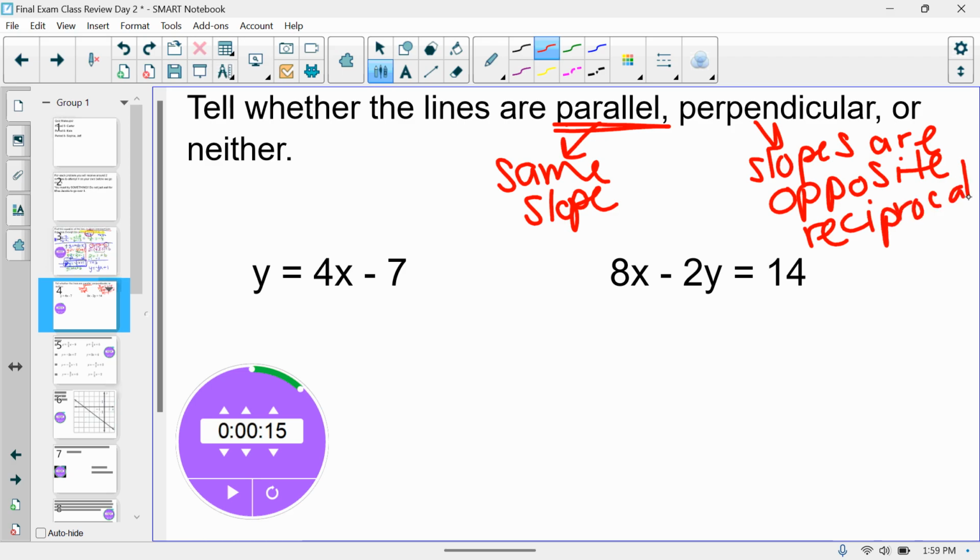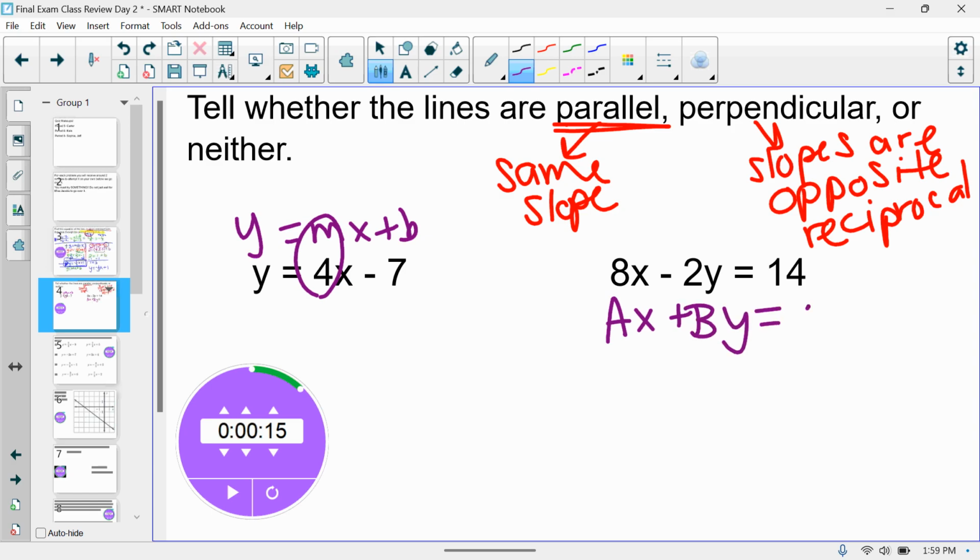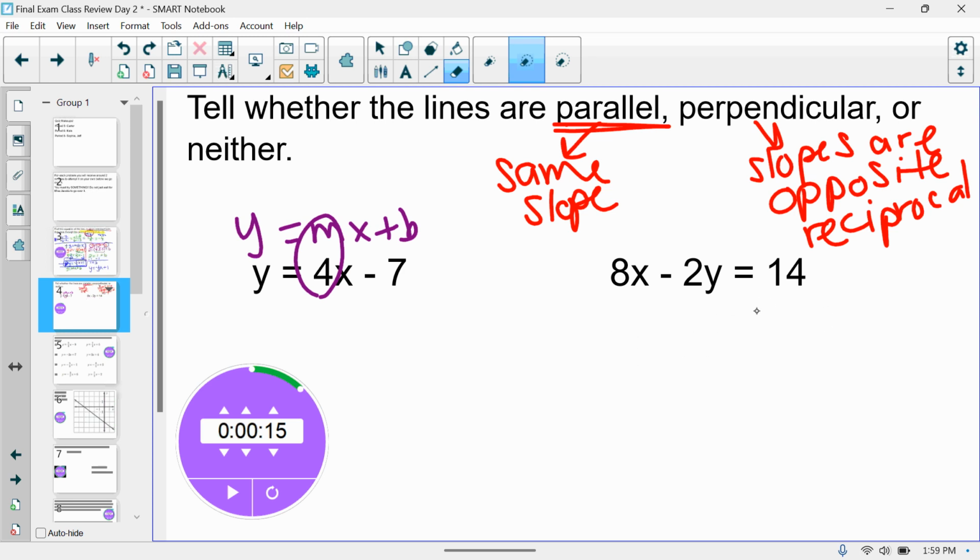So again, because the line on the left is already in slope-intercept form, it's easy for us to know the slope. All we have to do is look for m. So the slope is 4 in that one. This one's in standard form, right? Remember standard form? Standard form doesn't have an m in it. So we can't see the slope when it's in standard form. We have to get y alone first so that we'll be in slope-intercept form.